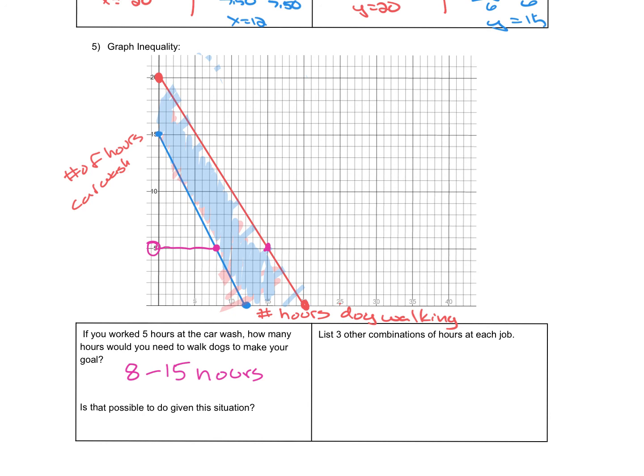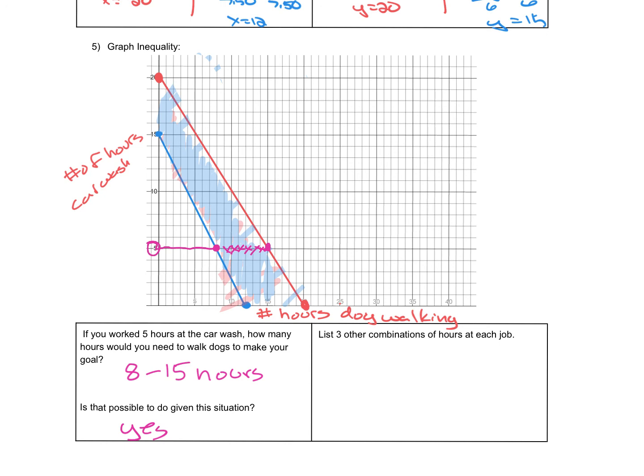Is that possible to do given this situation? Well, absolutely. We can definitely look at 5 plus 8 is 13. 5 plus 15 is 20. And like I said, anywhere in here, any of those hours in between are all going to end up getting our total above that 90.